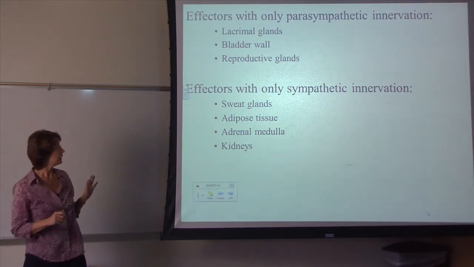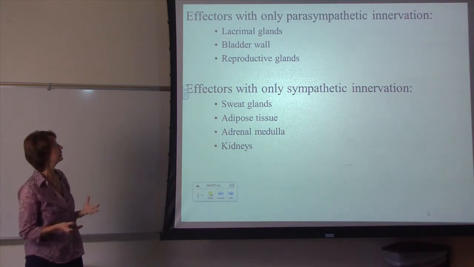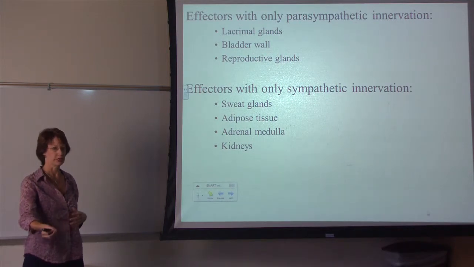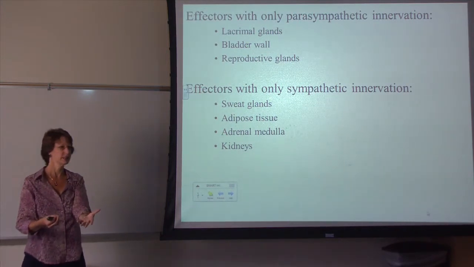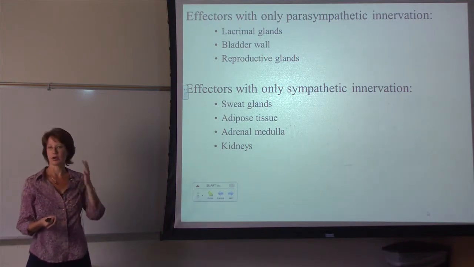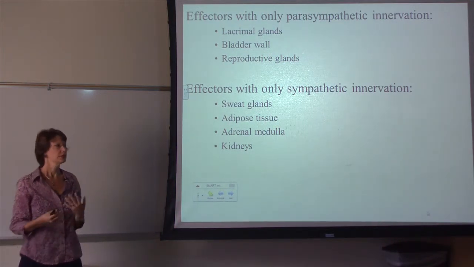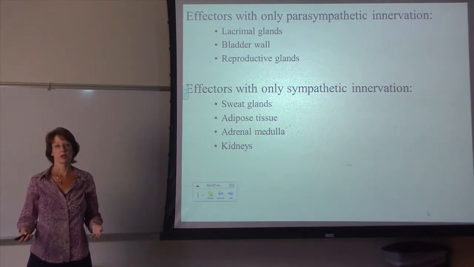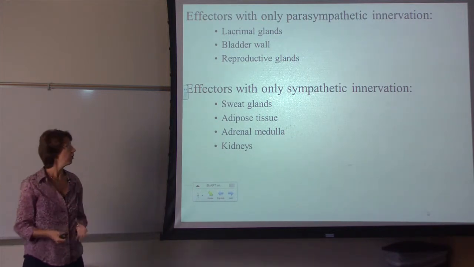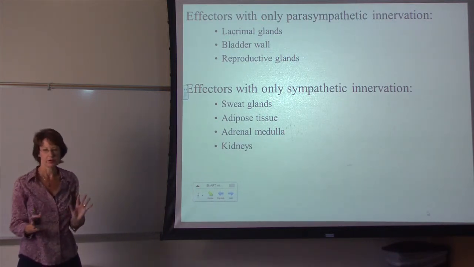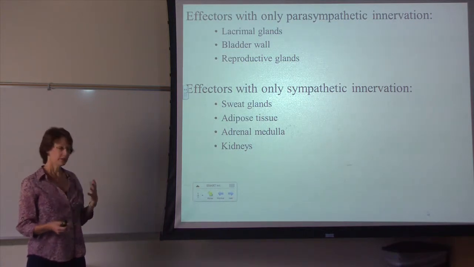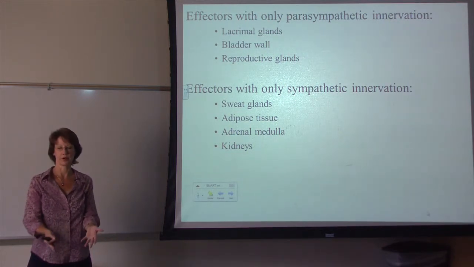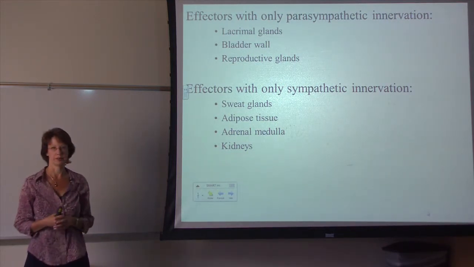Some organs just have parasympathetic innervation. So there are only muscarinic acetylcholine receptors on those target organs, and they're not responsive to sympathetic signals at all. Examples of those are your lacrimal glands making tears. Tear production is part of the parasympathetic system. The bladder wall, so being able to contract the bladder wall, is a parasympathetic function, and there are no sympathetic receptors there. And some reproductive glands making reproductive juices are only parasympathetic.